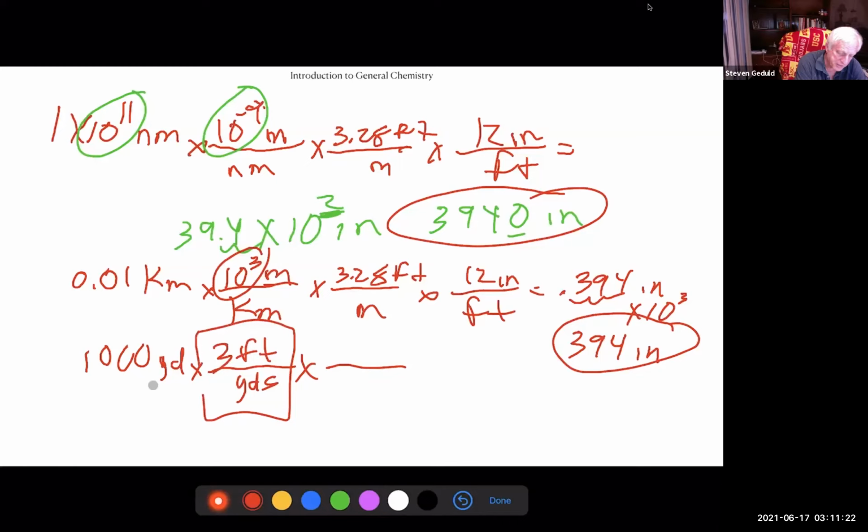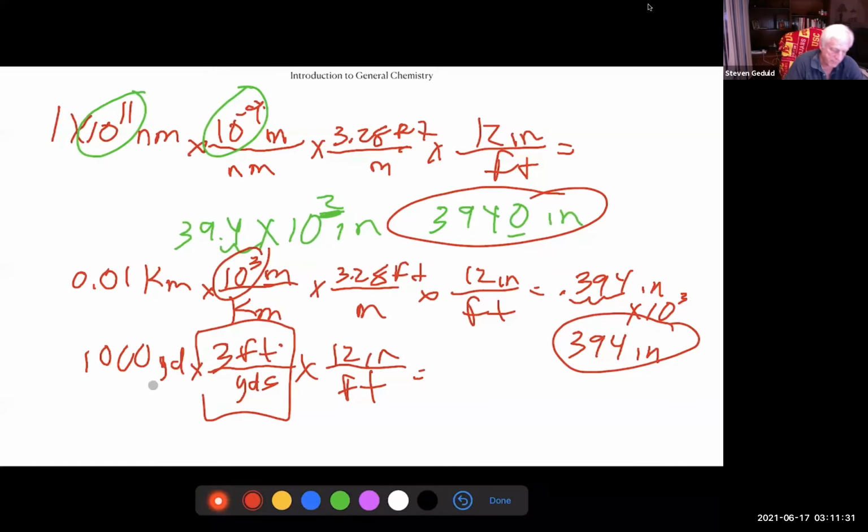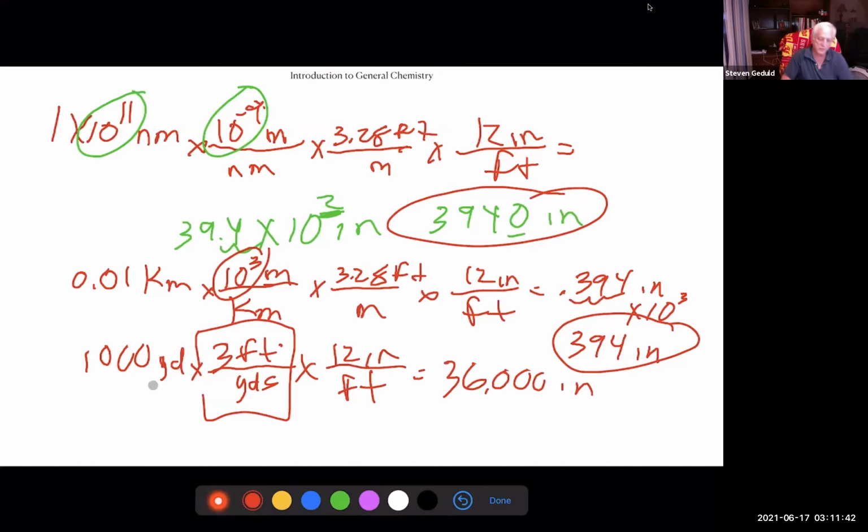So you got this up here on the top. So what will go on the bottom? Maybe feet. Feet, perfect. And you know there's 12 inches in a foot. Now you got inches. So 12 times 3 is 36, times 1,000 is 36,000 inches. Not 36.8, 36,000.